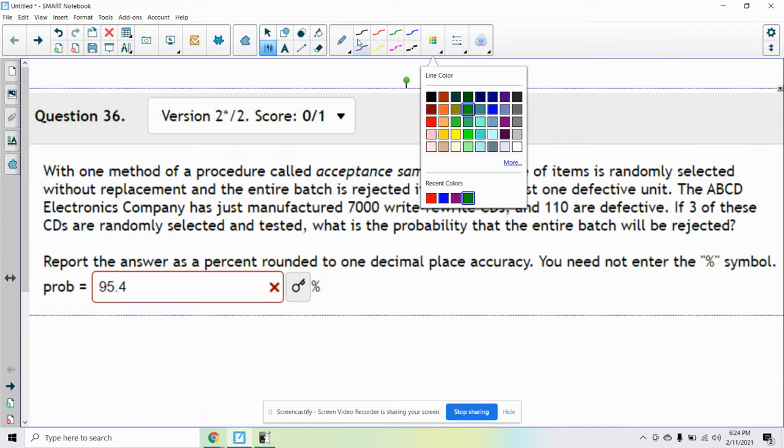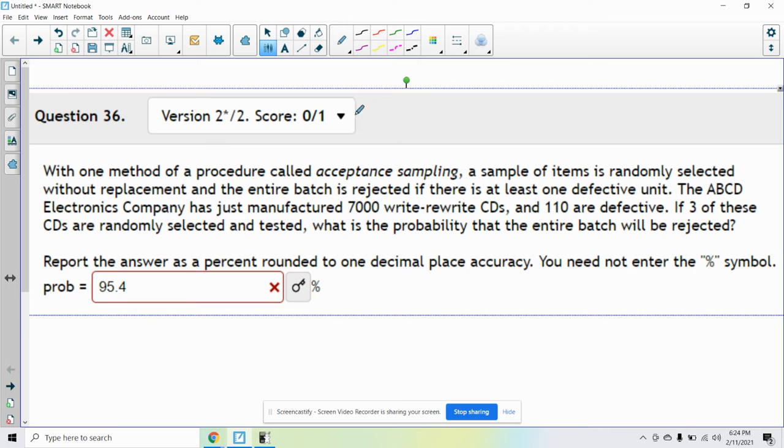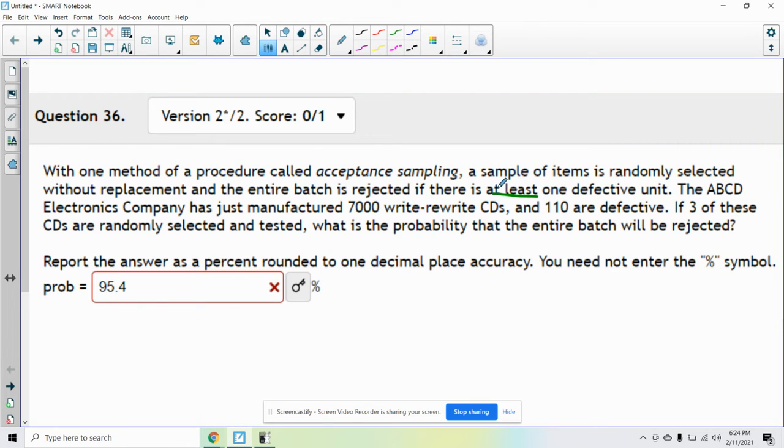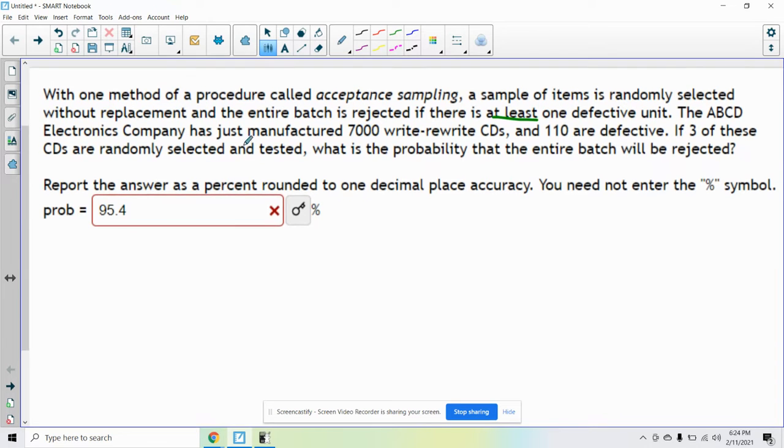Okay, here's the first one you sent me. It says, with one method of procedure called acceptance sampling, a sample of items is randomly selected without replacement and the entire batch is rejected if there's at least one defective unit. So they manufacture 7,000 CDs and 110 are defective. If I pick 3 at random, what's the probability that the entire batch is rejected?